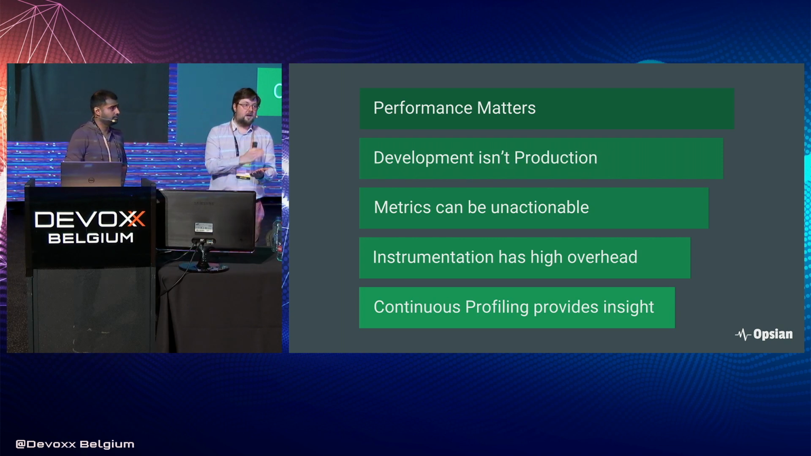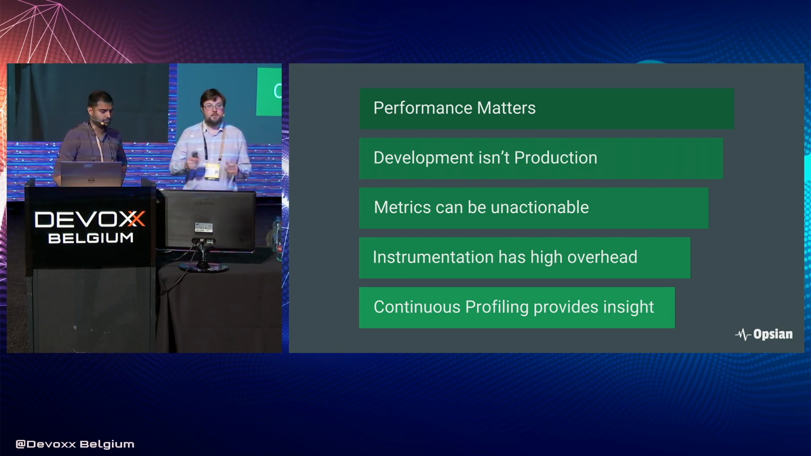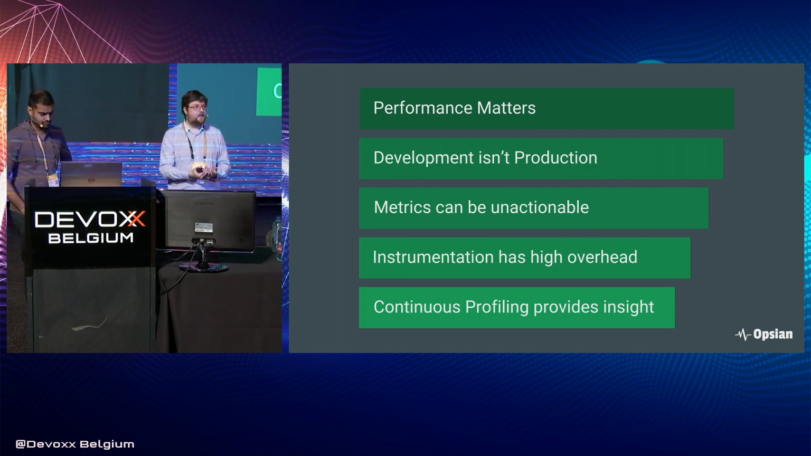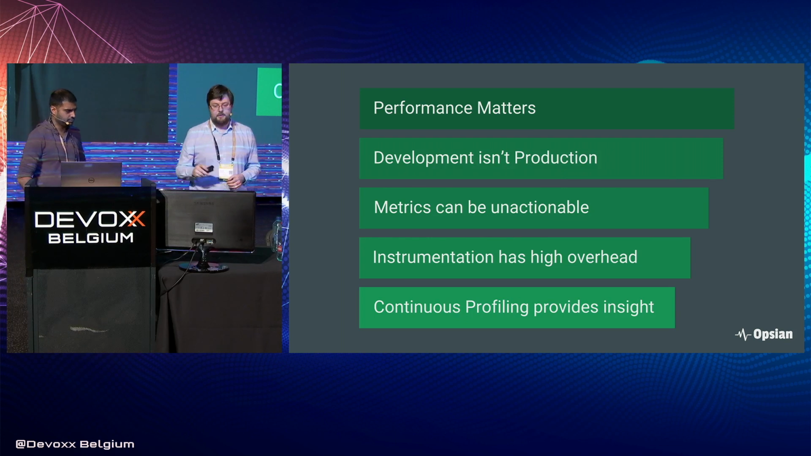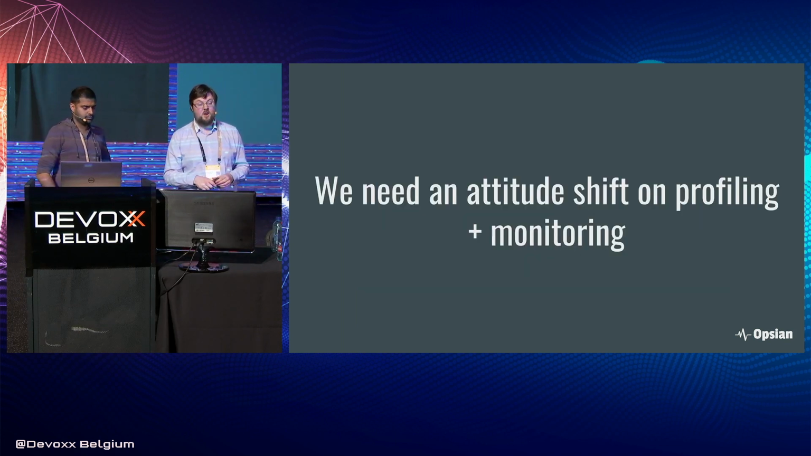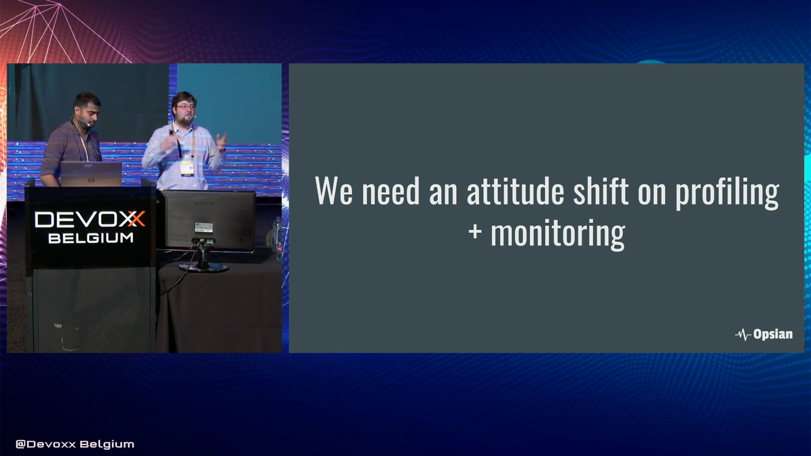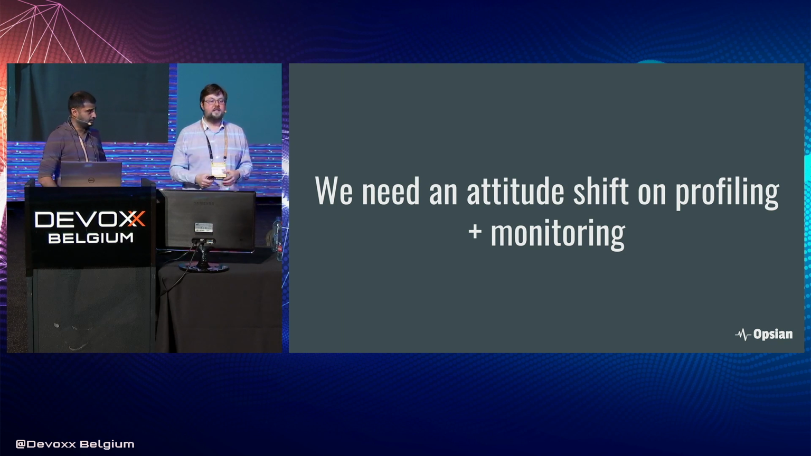Metrics are very useful for narrowing down these problems, but they can sometimes be hard to action. They don't tell you what's the line of code I need to fix. Instrumentation, again, useful, but can have high overhead. Continuous profiling is a really useful approach that's really complementary. I don't want to say just do this and don't do anything else, but it's a really useful capability to have. We think that we need a bit of an attitude shift on profiling and monitoring in general, a way of thinking about these problems in a more cohesive and more all-encompassing way.